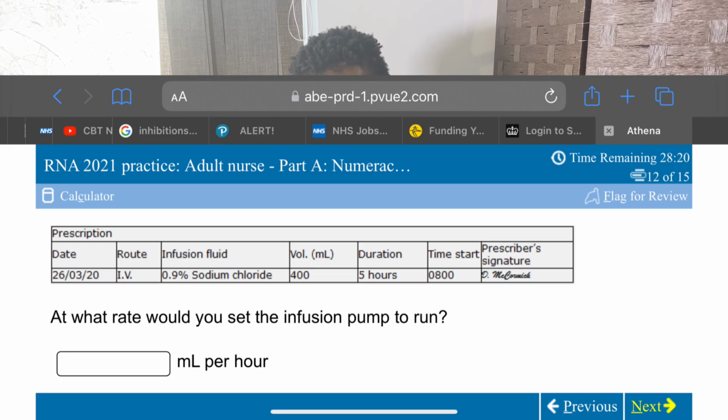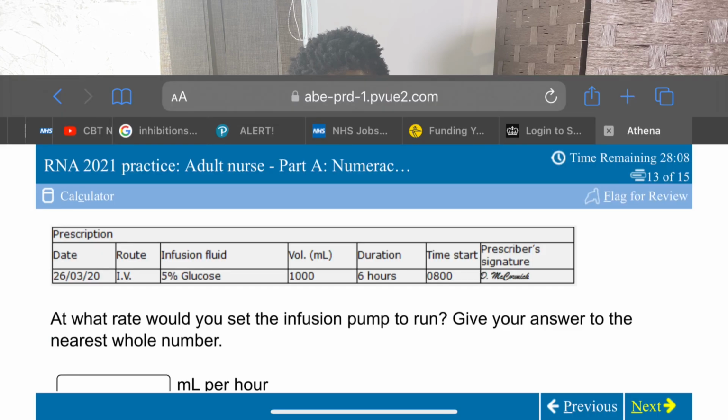alright, so another similar question. They are saying at what rate would you set the infusion pump to run, and they further add that you give your answer to the nearest whole number. So this one is more like the first question, but there is a bit of further instruction to this one. If you don't read give your answer to the nearest whole number, you might think that it's just 1000 divided by 6. Now it's the same format, 1000 divided by 6.